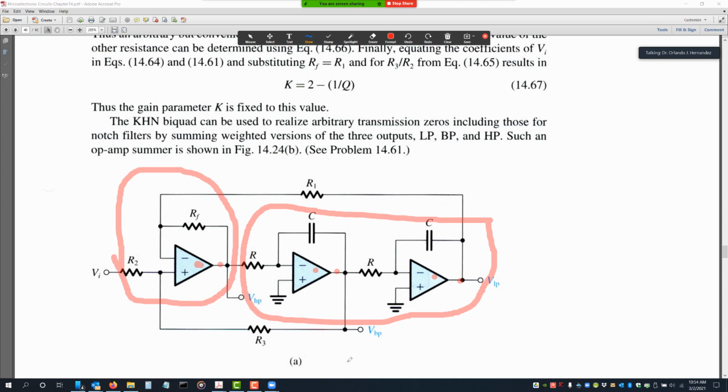So that's what I'm going to do next. And the equations that I write will follow that thought pattern. Okay? Any questions?